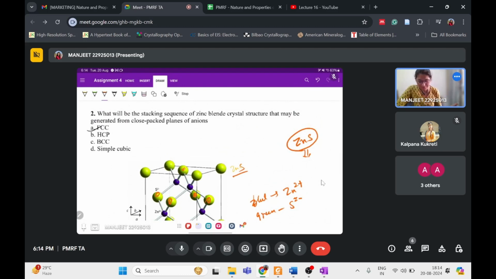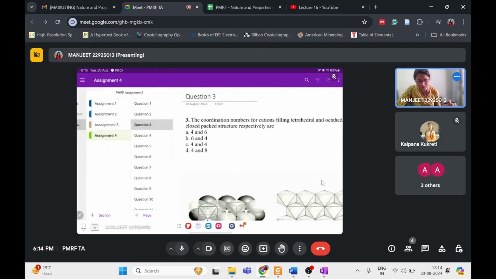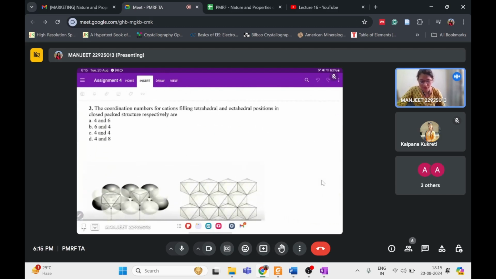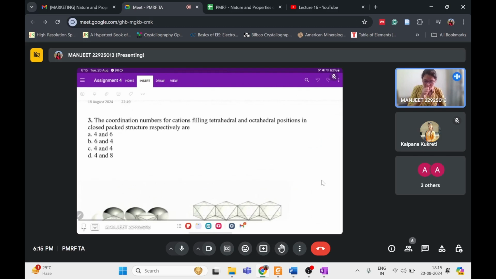Okay, let's move to question number 3. In question number 3, it is asked what is the coordination number for the cation filling the tetrahedral and octahedral positions.